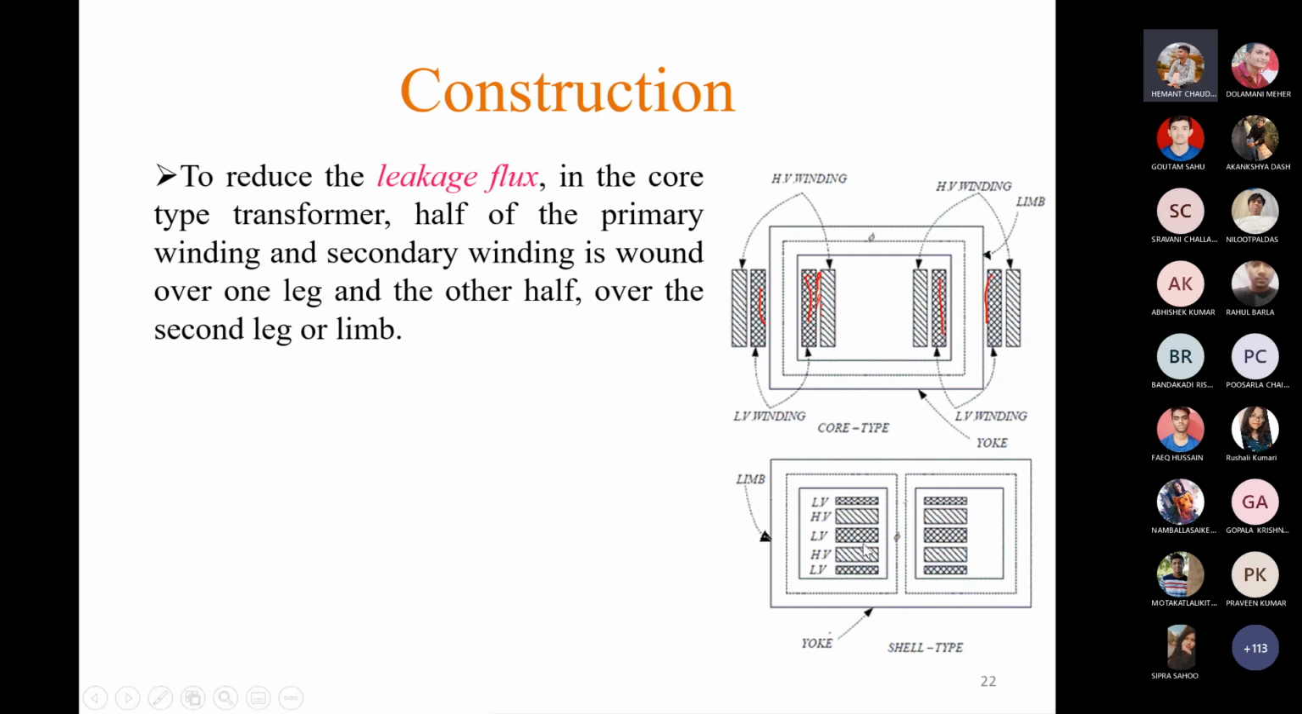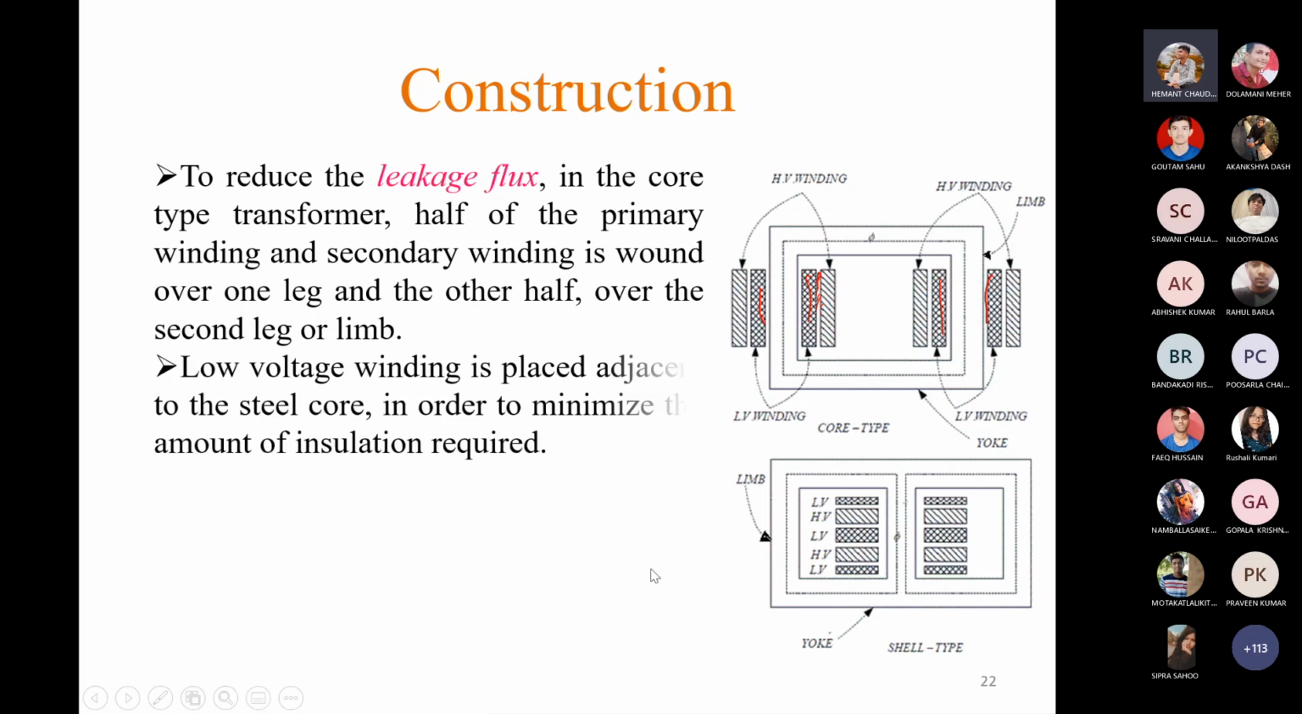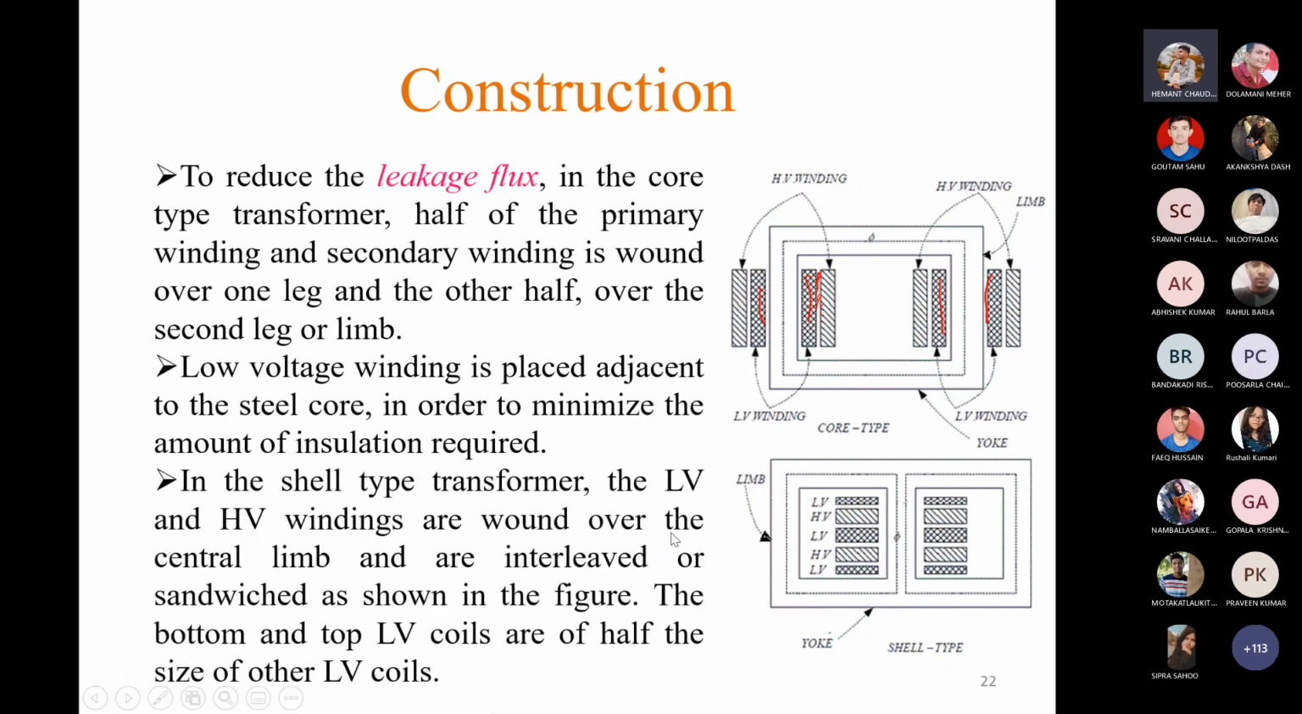But in case of shell type, this type of winding is called sandwiched or interleaved winding, because you can see first a half section of low voltage winding is placed, then over that a full section of high voltage winding, then another full section of low voltage, then another full section of high voltage winding, then a half section of low voltage winding.